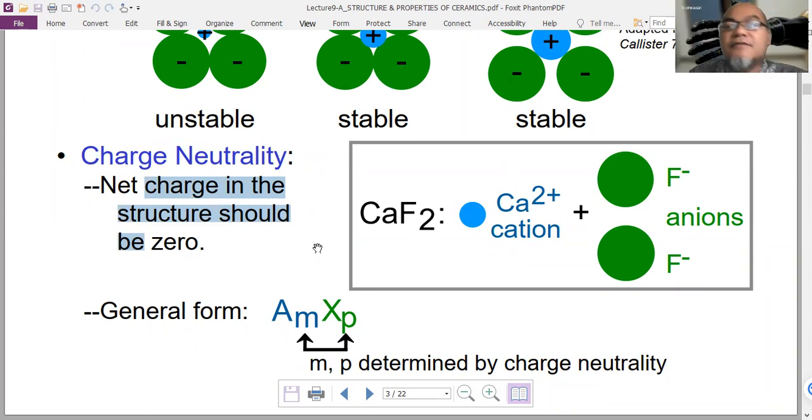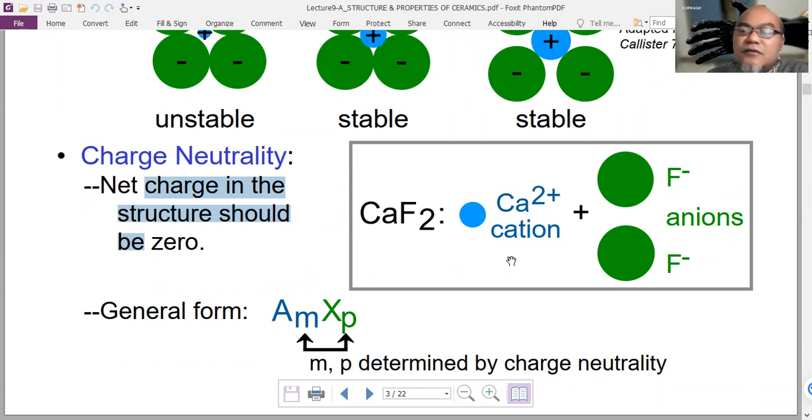So for example, if we have calcium fluoride here, calcium releases the two electrons in its valence shell, which makes it positively charged with a charge of 2+. In order that the net charge is zero when it bonds to fluorine anions, it has to bind to two of these fluorine anions, because each fluorine captures only one electron into its valence shell, which makes it singly negatively charged, 1 minus.